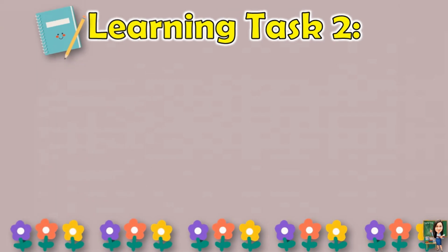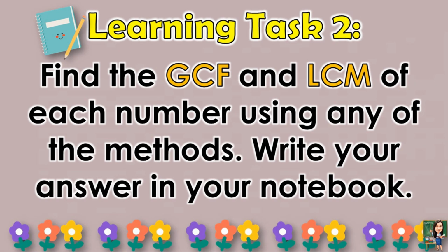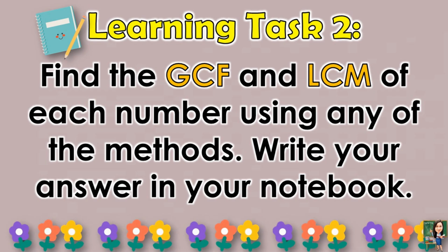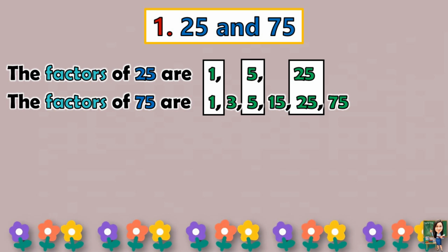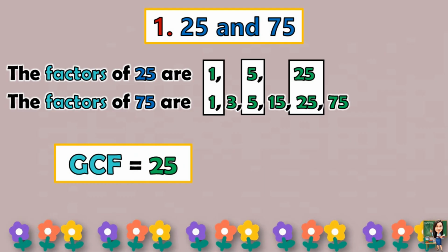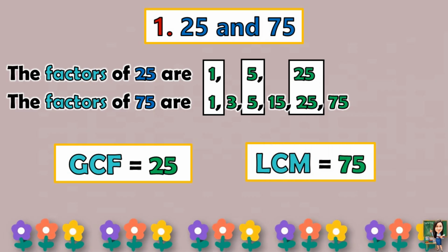Next activity, Learning Task 2. Find the GCF and LCM of each number using any of the methods. Write your answer in your notebook. Number 1, 25 and 75. The greatest common factor of 25 and 75 is 25. And the least common multiple of 25 and 75 is 75.